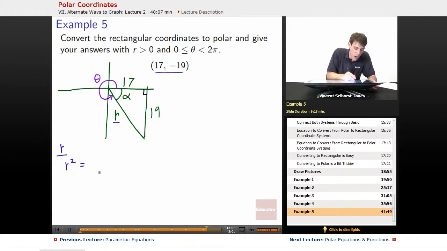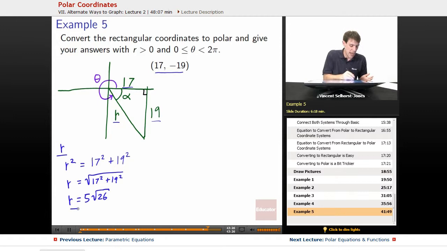The hypotenuse squared is equal to the other two legs squared, so 17 squared plus 19 squared. We work that out, so we've got r squared is equal to, I'll take the square root of both sides, and eventually we work this all out, 17 squared plus 19 squared, and it simplifies to r equals 5 root 26. And you could probably get away with putting that in a decimal form if you wanted, but exactly what it is, r equals 5 root 26.